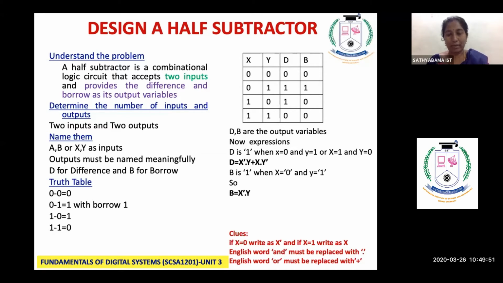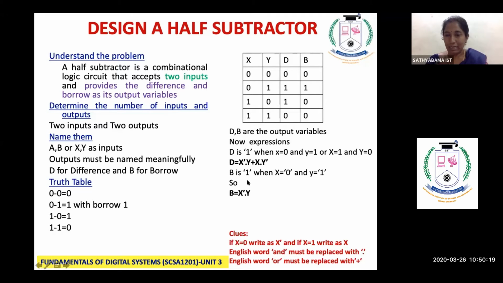But before I click to the next slide, I want you to understand the importance of the statement. D is equal to x dash dot y plus x dot y dash. So what is this? This is nothing but the very famous XOR gate. In your digital logic circuit, you would have all studied NAND gate is universal gate, NOR gate is universal gate, because we can realize any other gate with all those gates.